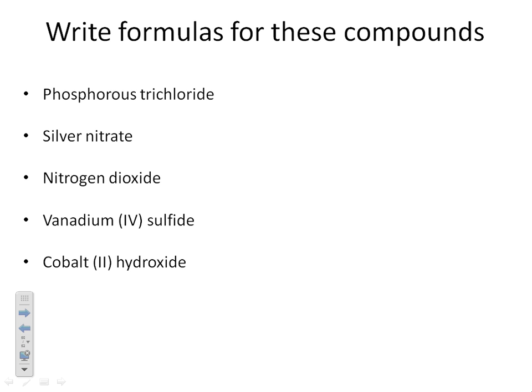Phosphorus, that symbol is P. There is no prefix for the phosphorus. It's the first element, which means that if there's no prefix, there's only one of them. We don't use mono on that first one, so there's only one phosphorus. Next element, chlorine. The prefix is tri. Tri means three. So we have one phosphorus and three chlorines, so PCl3.